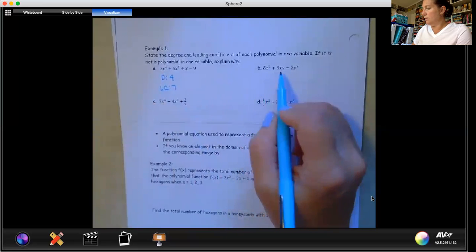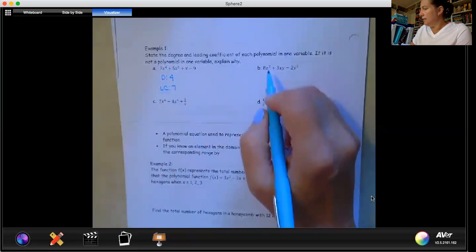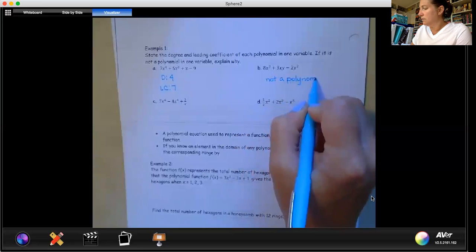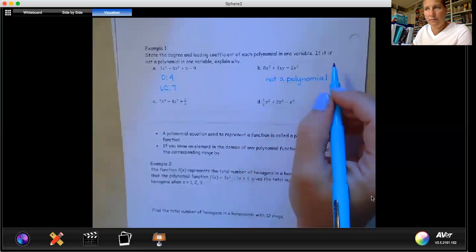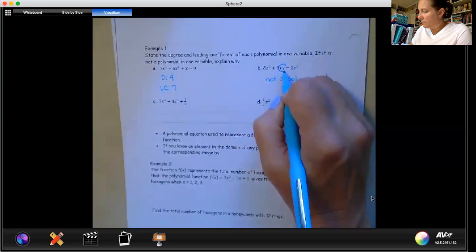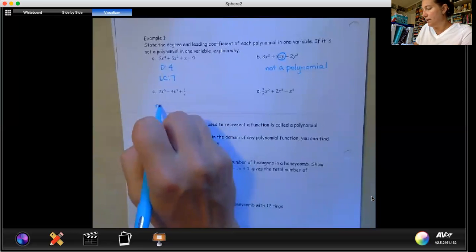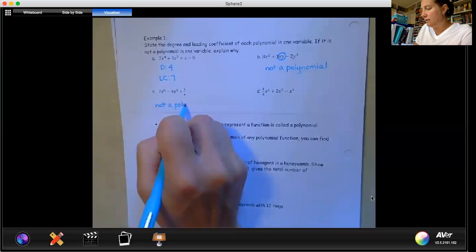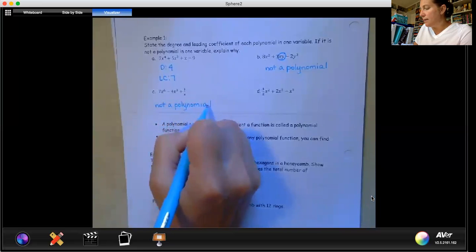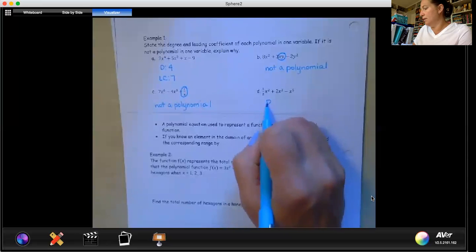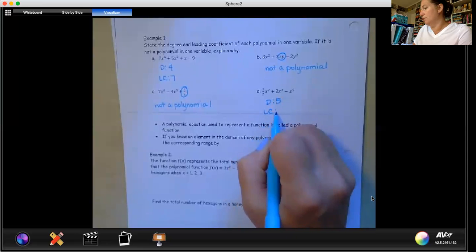Part B, 8x squared plus 3xy minus 2y squared is not a polynomial. Why is that? xy multiplied together. Part C, 7x to the sixth minus 4x cubed plus 1 over x, also not a polynomial. Why not? x in the denominator. And Part D, 1/2 x squared plus 2x cubed minus x to the fifth is a polynomial with a degree of 5 and a leading coefficient of -1.